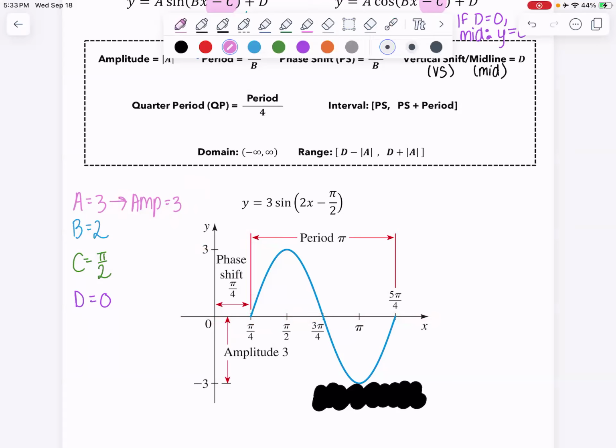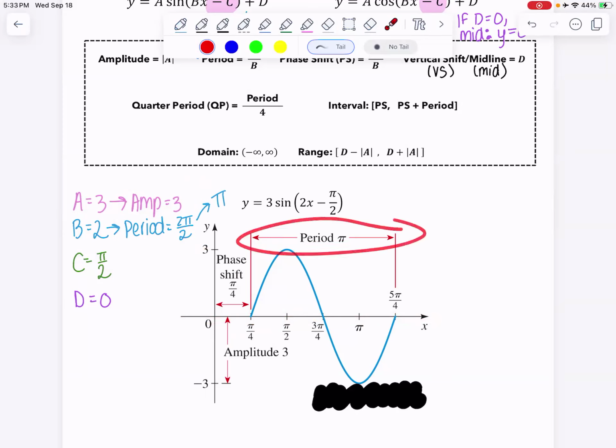When B is equal to 2, that means our period is 2 pi divided by B, so 2 pi divided by 2, which is pi. So the period is just pi, and you can see this is already marked here. From pi over 4 to 5 pi over 4, that's a difference of pi, right? This is pi over 4, 2 pi over 4, 3 pi over 4, 4 pi over 4, which is pi.